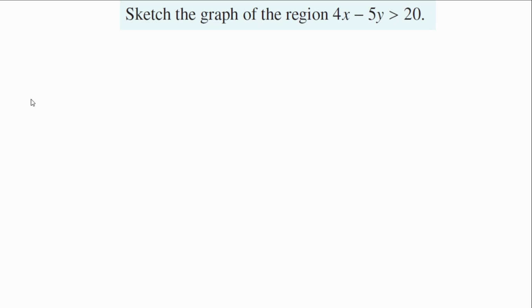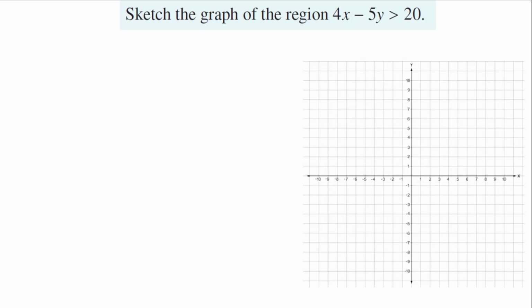Now moving on to the next one, sketch the graph of the region 4x minus 5y is greater than 20. Have a go at this one by yourself and just unpause it once you're ready to go through it with me. Just keep in mind there is no equal sign under that, so you will need a dashed line for this question.